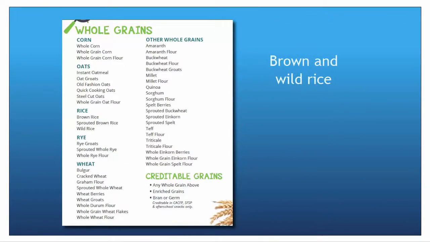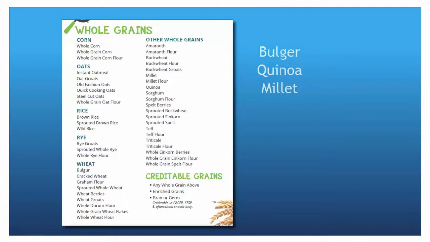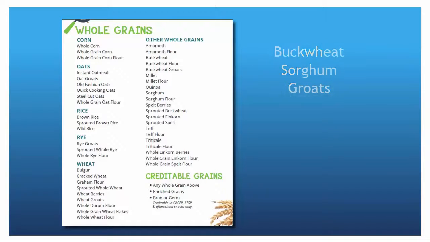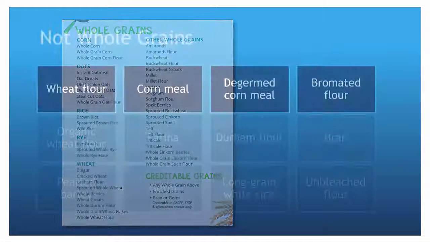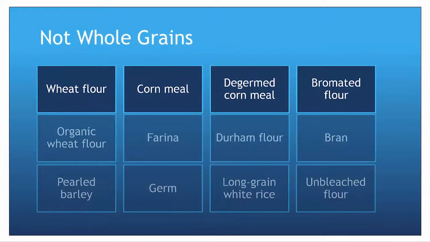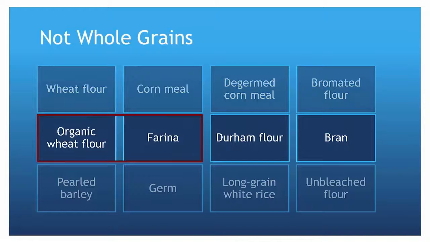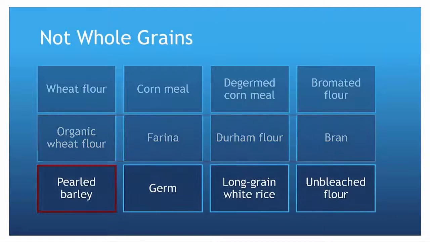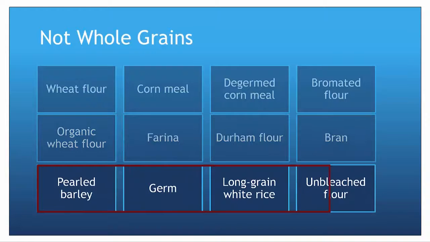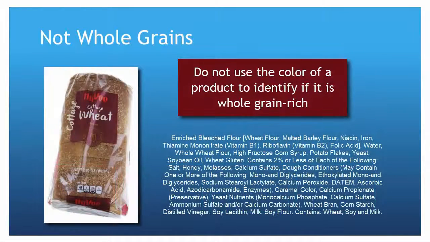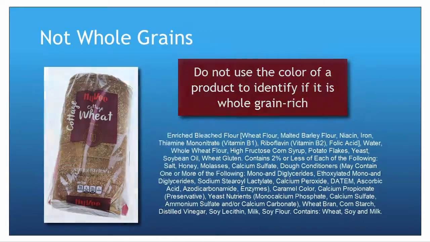Examples include brown and wild rice, all types of oatmeal and rolled oats, bulgur, quinoa, millet, triticale, teff, amaranth, buckwheat, sorghum, grain berries or groats, and graham flour. The following ingredients are not whole grains: wheat flour, cornmeal, degermed cornmeal, bromated flour, organic wheat, farina, durum flour, bran, pearl barley, germ, long grain white rice, and unbleached flour. Do not use the color of a product to identify if it is whole grain rich.